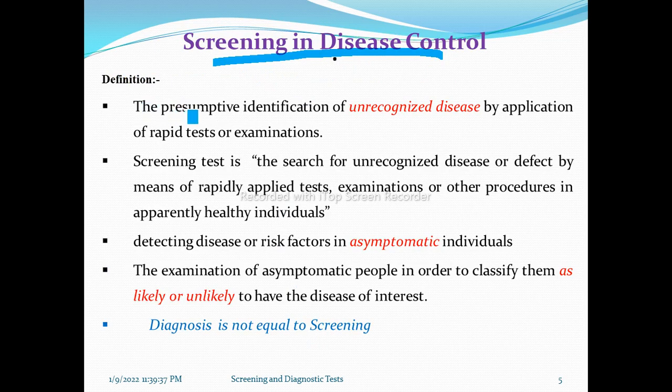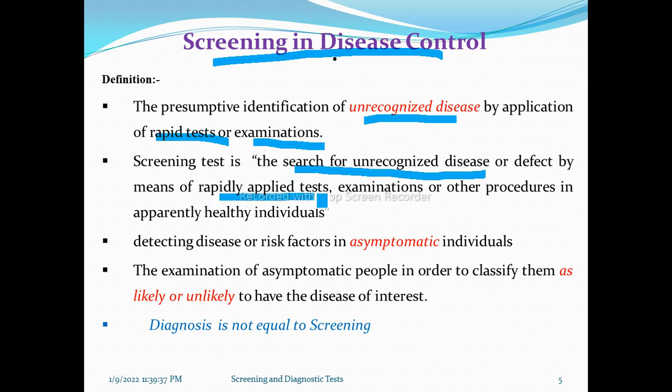Screening is a presumptive identification of unrecognized diseases by application of rapid tests, examinations or procedures. So it's the ability to identify unrecognized diseases by application of tests that is called screening. A screening test is a search for unrecognized disease or defect by means of rapidly applied tests, examinations and procedures in apparently healthy individuals. This is a very important concept, in apparently healthy individuals.